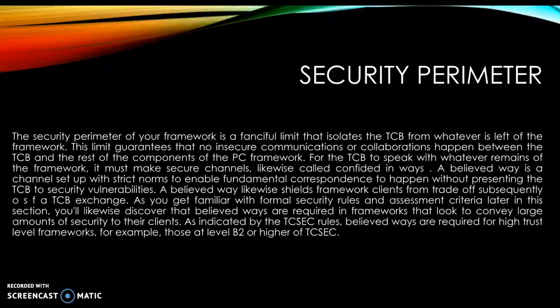A trusted path protects system users from compromise, thus from TCB exchange. Trusted paths are required in systems that seek to deliver a high level of security to their users.